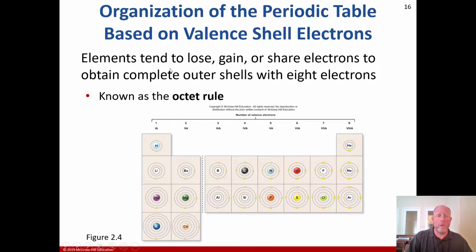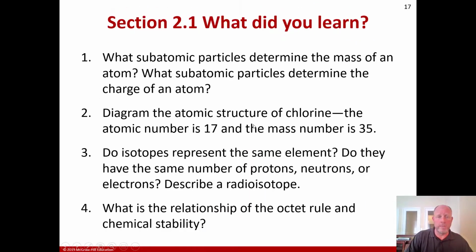That said, elements tend to lose, gain, or share electrons to obtain complete outer shells, right? With 8 electrons is where they're the most stable. That's known as the octet rule. Other than that first orbital outside the nucleus for the electrons, which is actually just 2 electrons, each successive orbital is going to be up to 8, and it could be less than that, which makes it not as stable when there are variants from that full orbital, okay? And again, that's known as the octet rule.